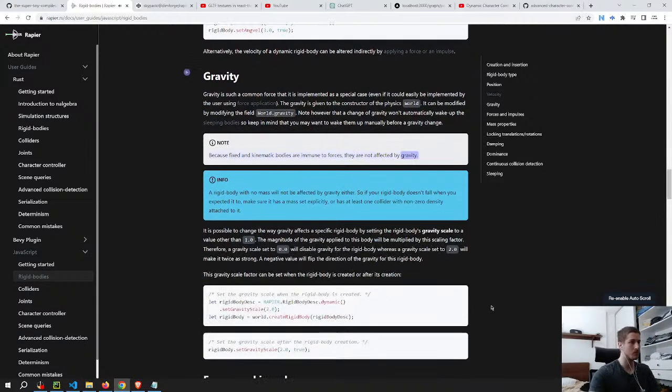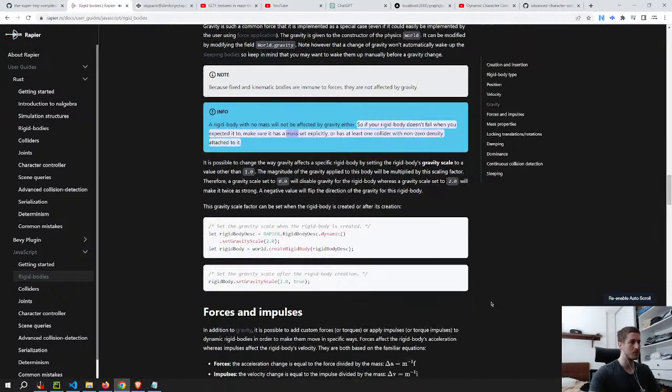Because fixed and kinematic bodies are immune to forces, they are not affected by gravity. Info: a rigid body with no mass will not be affected by gravity either. So if your rigid body doesn't fall when you expect it to, make sure it has a mass explicitly, or has at least one collider with non-zero density attached to it.